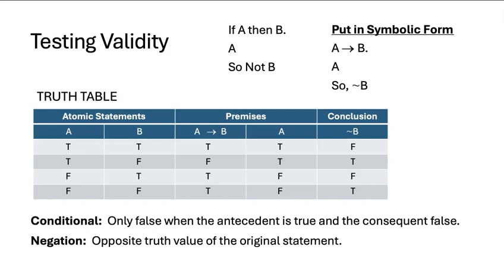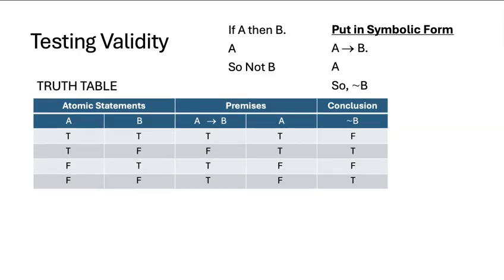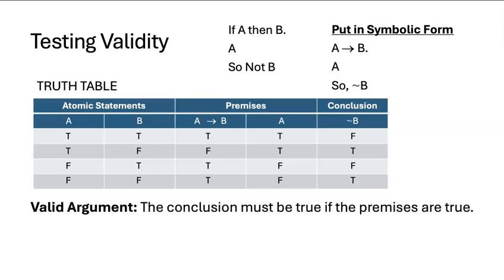But we have to go a step further and analyze this truth table to see if the argument is valid or invalid. So let's remind ourselves. A valid argument is one where the conclusion must be true if the premises are true. So the premises guarantee the conclusion. As long as all premises are true, the conclusion has to be true for a valid argument.